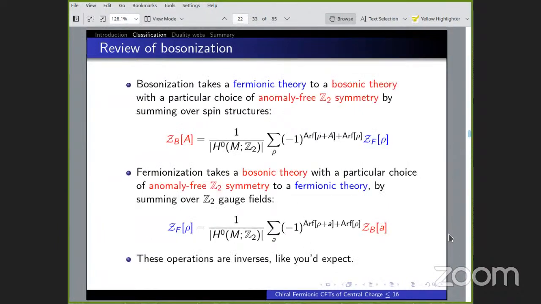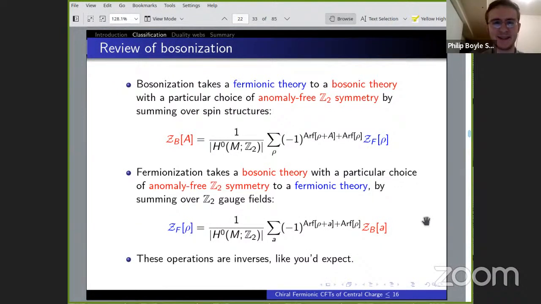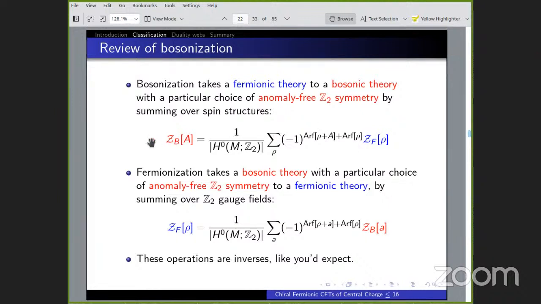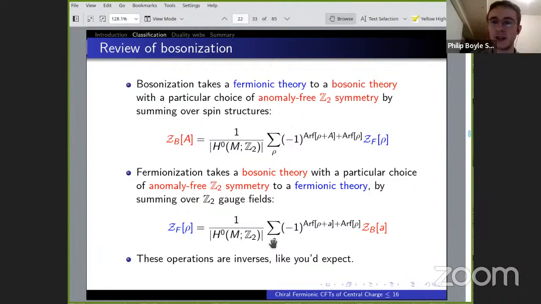Wait, sorry. In this, what is M? Oh, M. I forgot, I thought I typed that. It's just a manifold, the 2D manifold on which your 2D CFT lives. That should have really been sigma; we usually use sigma for the 2D worldsheet. I see. So rho was a spin structure. What is A in the bottom expression? A is always a background Z2 gauge field, which is the same thing as a cohomology class in degree one with Z2 coefficients. Okay, cool.